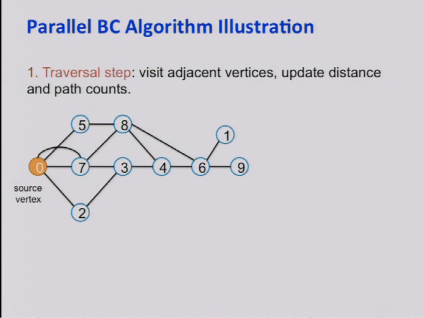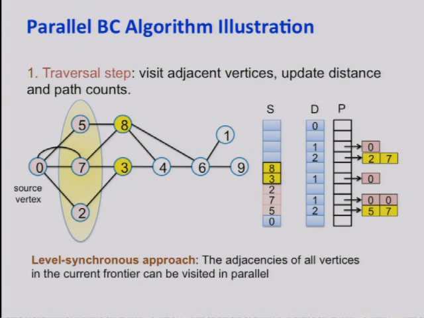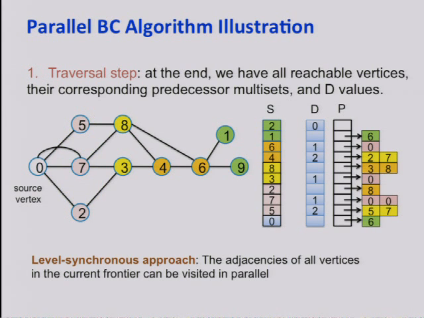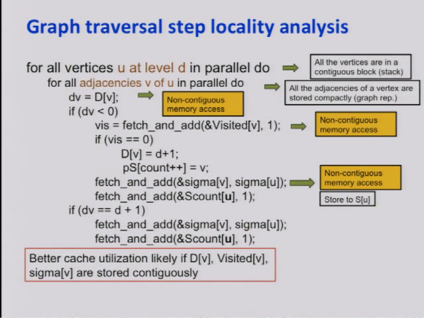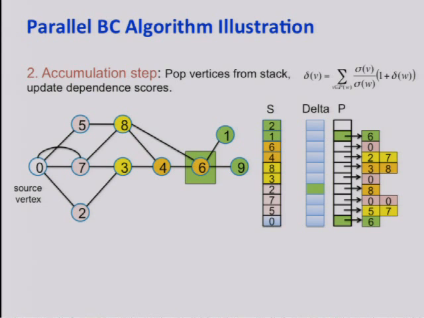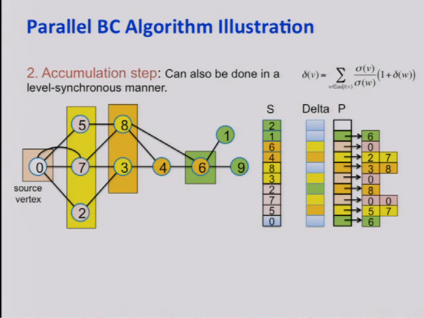But the illustration is really a breadth first search. And I will not go into details because we've already seen how breadth first search works in a level-synchronous step, and how complicated it can get in terms of locality of accesses. And the accumulation step is really going back from these endpoints backwards and using this recursion formula to update dependencies. So it's a breadth first search with a different kind of semi-ring, if you catch the linear algebra connection.